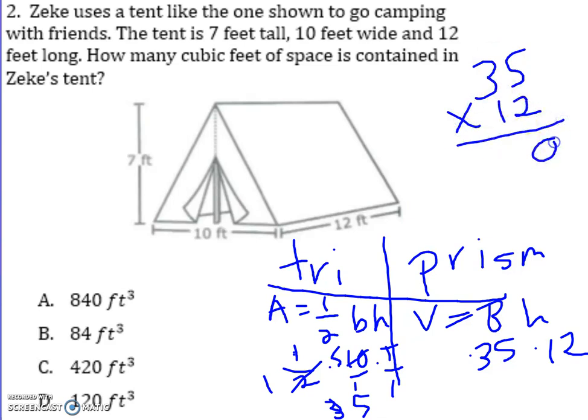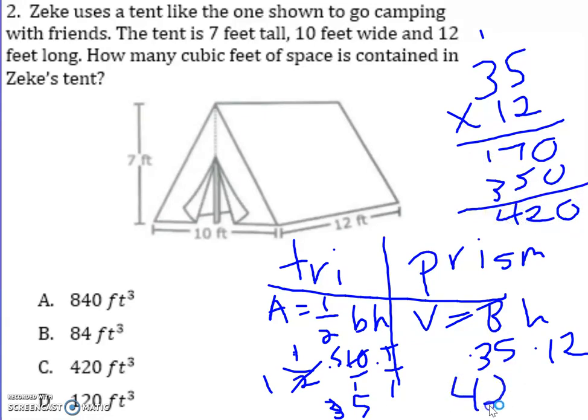Two times 5 is 10. 2 times 3 is 6, plus 1 is 7. Put a placeholder. 1 times 5 is 5. 1 times 3 is 3. We added up. We got 0, 2, 4. We have 420 feet cubed. Okay, let's take a look at number 3.